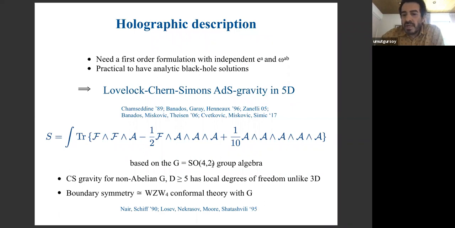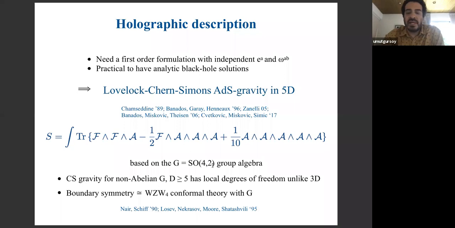A couple of comments. Chern-Simons gravity is well known to be just topological in 3 dimensions, but in 5 dimensions or more, this is not the case. So in 5 dimensions, 7 dimensions, etc., for a non-abelian Chern-Simons group, it has non-local propagating degrees of freedom in the bulk. But also, as analogous to the 3-dimensional example, the boundary dynamics is quite rich.